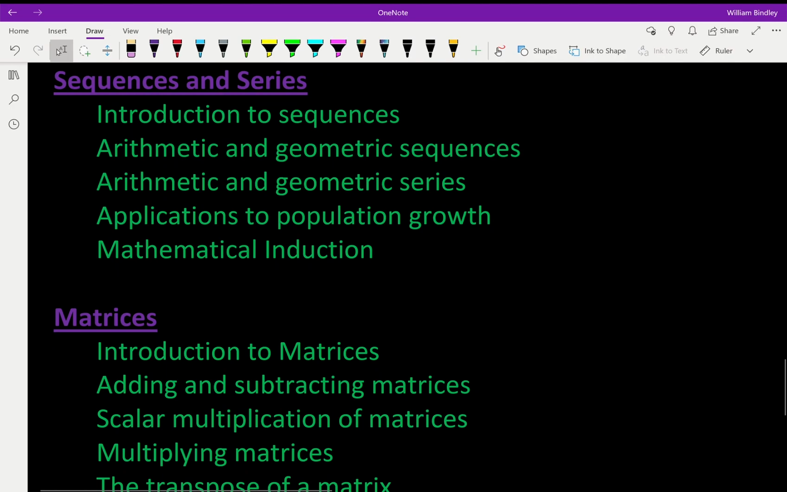So I'll introduce arithmetic and geometric series and some applications such as to population growth. And then I'll talk about mathematical induction, okay? And mathematical induction is something that I will spend a bit of time on because I think it's often taught in a way that's a bit overcomplicated and confusing, and people often struggle with it when they see it for the first time. So it actually doesn't help that it's poorly named, okay?